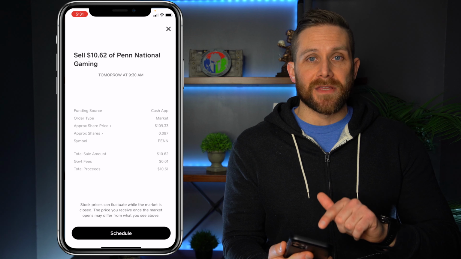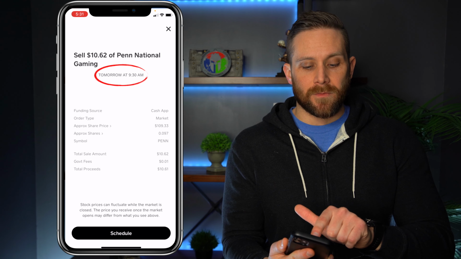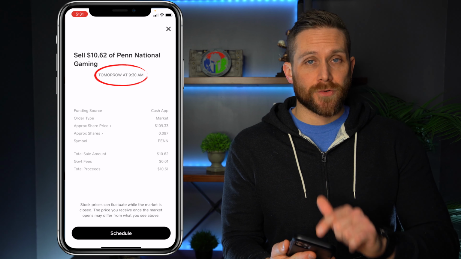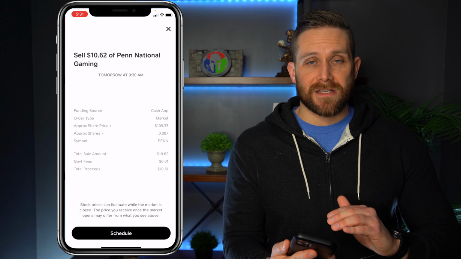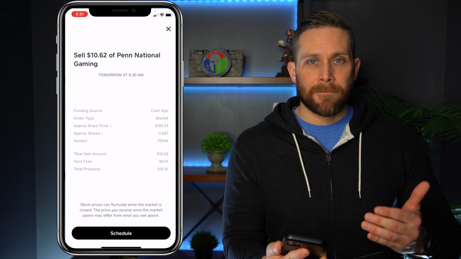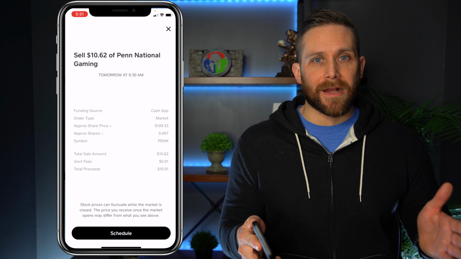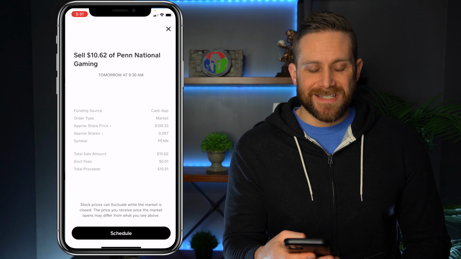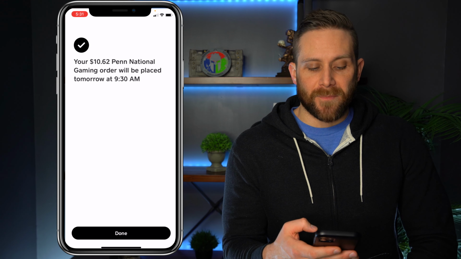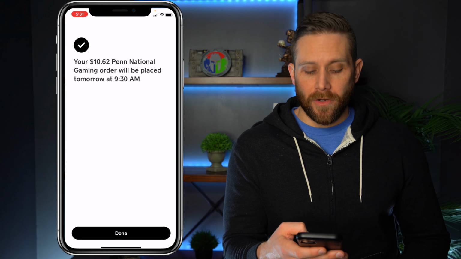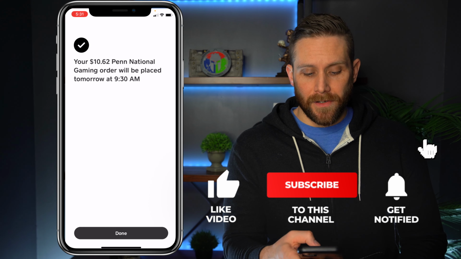But since I'm doing this on a Sunday, you can see it says tomorrow at 9:30 a.m. this trade will execute. So keep that in mind. You can't go back and cancel this stock trade that you place if it's during the stock market hours when they're open. So we're going to go ahead and schedule this. And there's a confirmation. Your $10.62 worth of Penn National Gaming order will be placed tomorrow at 9:30 a.m. So we're going to hit done.